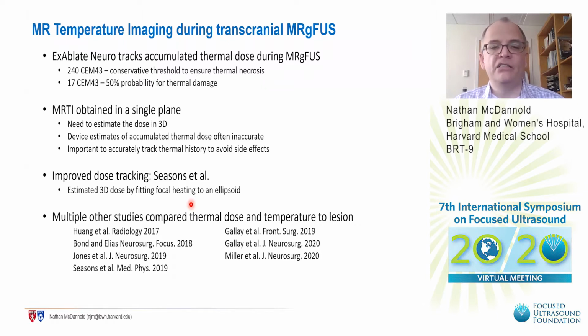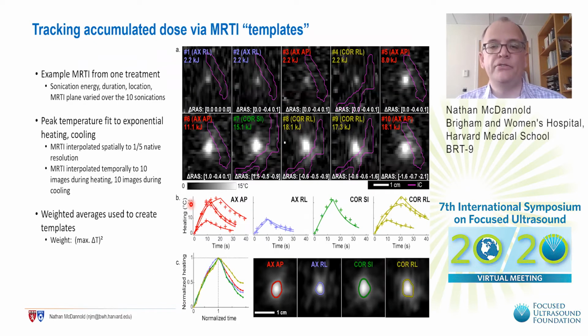Here, I'm going to talk about our experience from 120 tremor cases and a similar but slightly different approach for tracking the accumulated dose. Here are some thermometry images during one treatment. We did 10 sonications in this patient, and we varied between axial and coronal imaging. I'm showing the internal capsule as a reference. You can see that we also steered the focal point to different locations until the tremor was relieved.